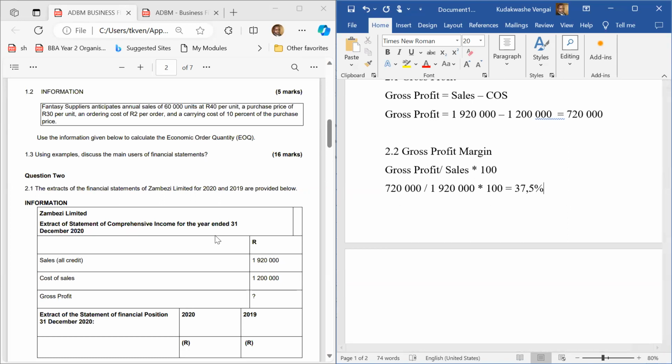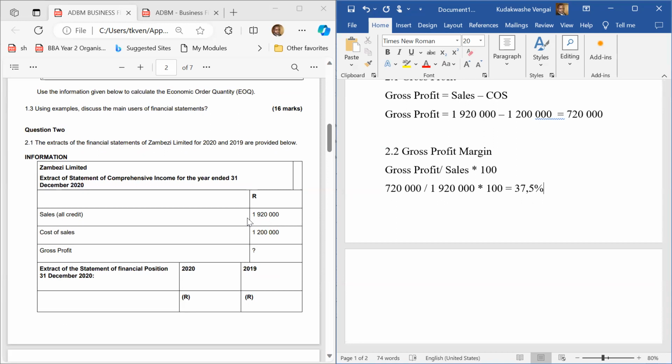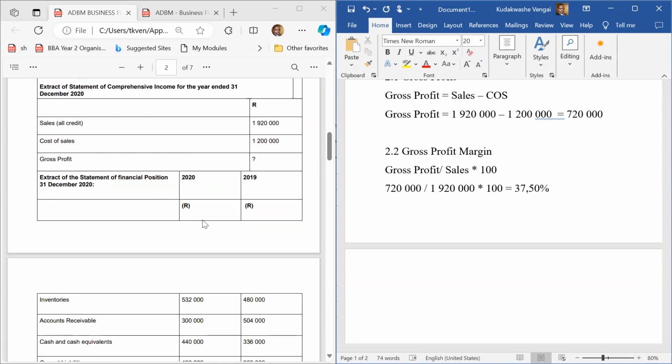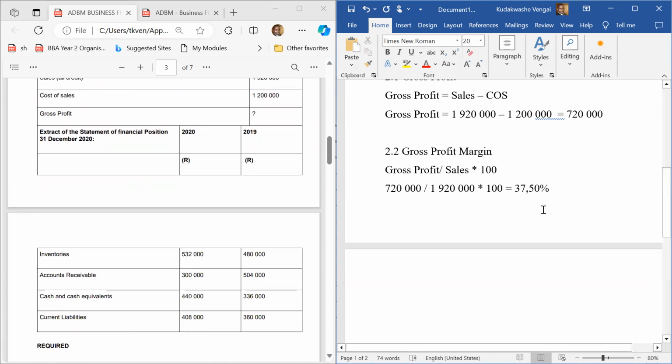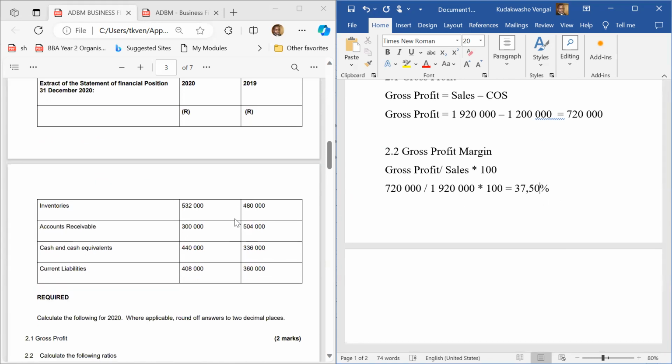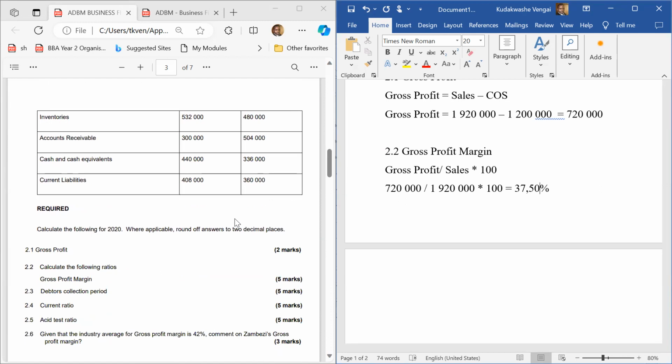So again, you can see it's very straightforward with ratios. They say we must round it off to 2 decimal places, so it's going to be 37.50. Like I said, ratios are pretty straightforward at the end because you're just applying formulas. There is really not much work that you can do on ratio analysis other than apply the formulas that were provided. So you go to the next ratio, which is 2.3.